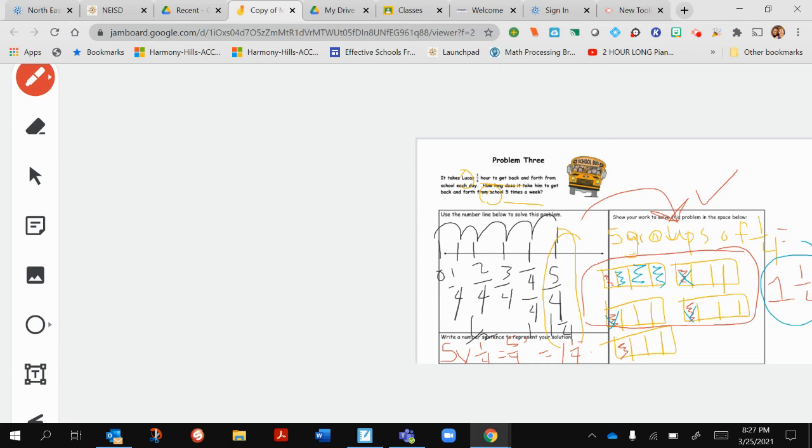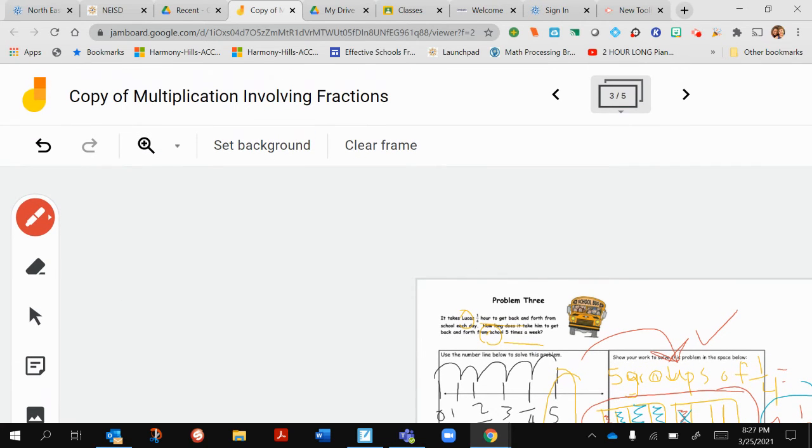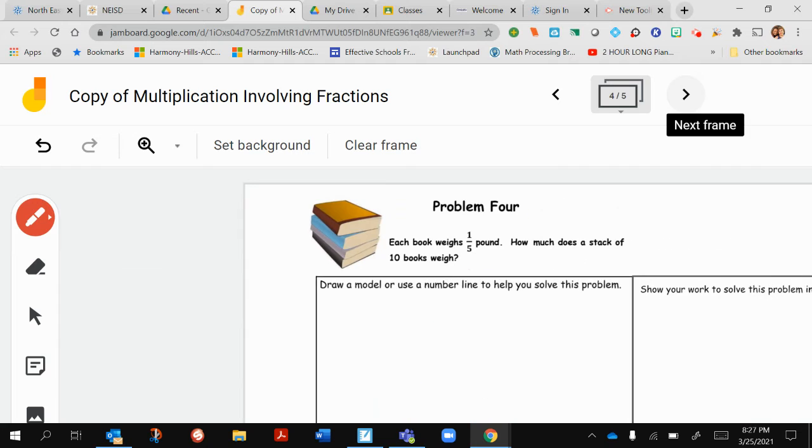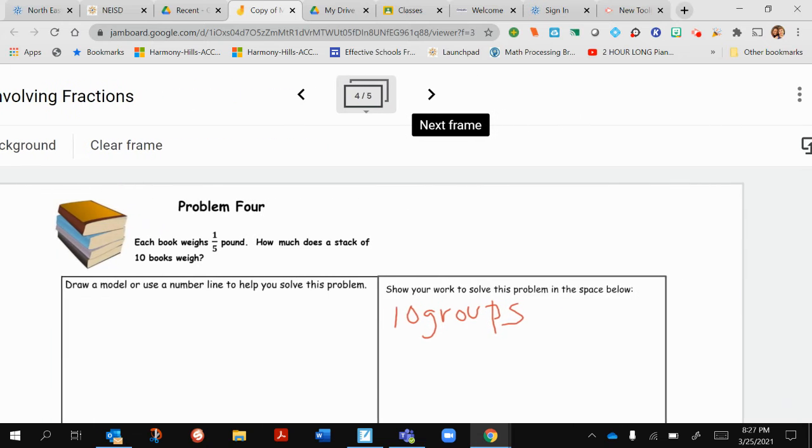All right. So now that we have that one, let's go to the next problem. Each book weighs 1/5 pound. How much does a stack of 10 books weigh? Over here, I'm going to have 10 groups of, and then what is the amount? 1/5 pound.